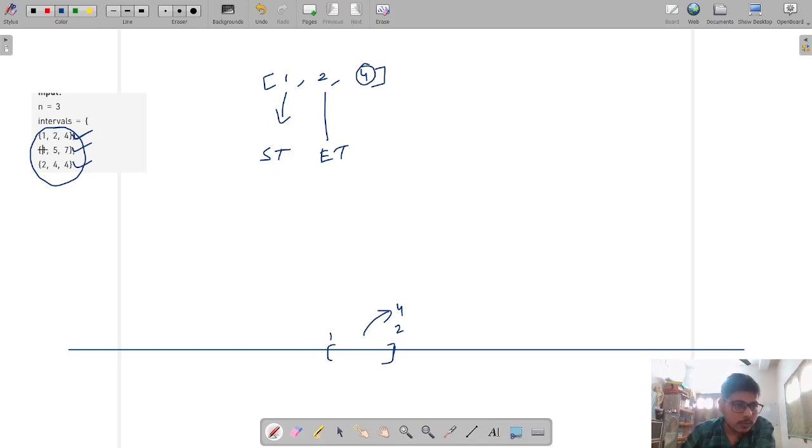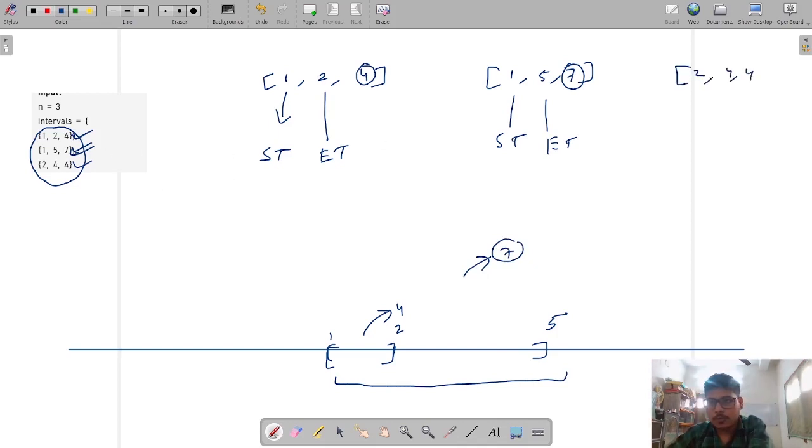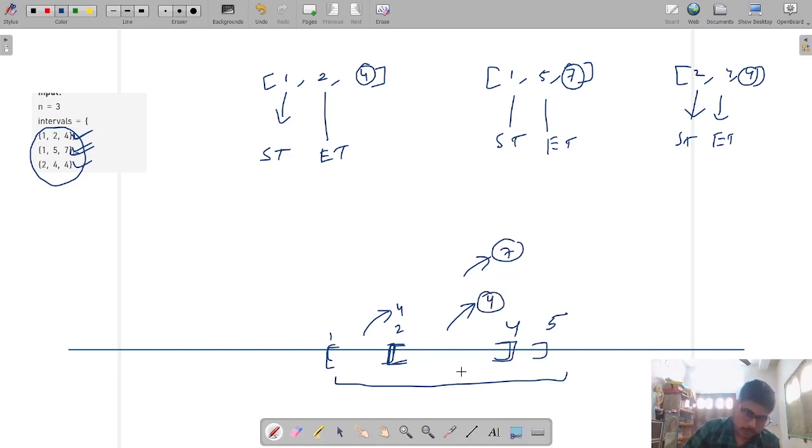Similarly for this element 1 5 7. This is my starting time, this is my ending time, this is my profit. So the starting time is 1, the ending time is 5, and I am doing a job from 1 to 5 and I will get a profit of 7. Similarly for 2 4 4, this is my starting time, this is my ending time, this is my profit. If I do a job from 2 to 4, my profit is 4. This is given. I hope you understand the question.